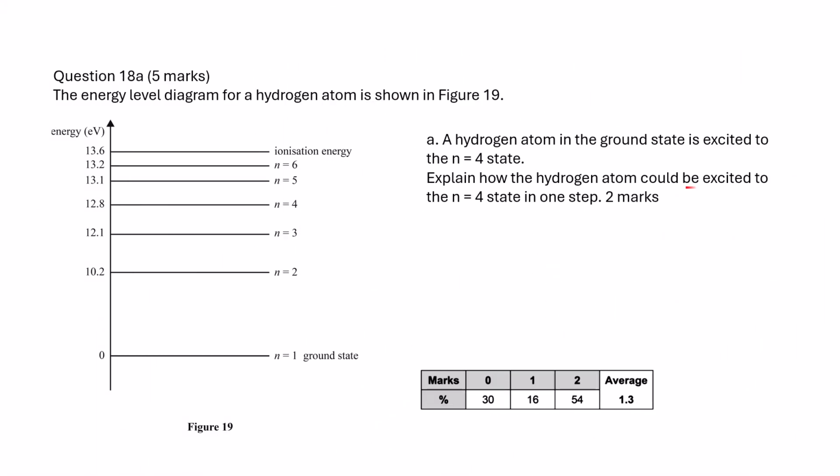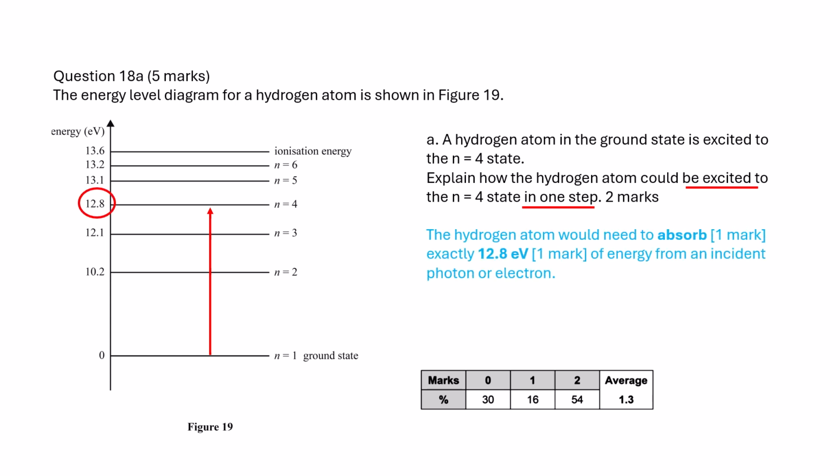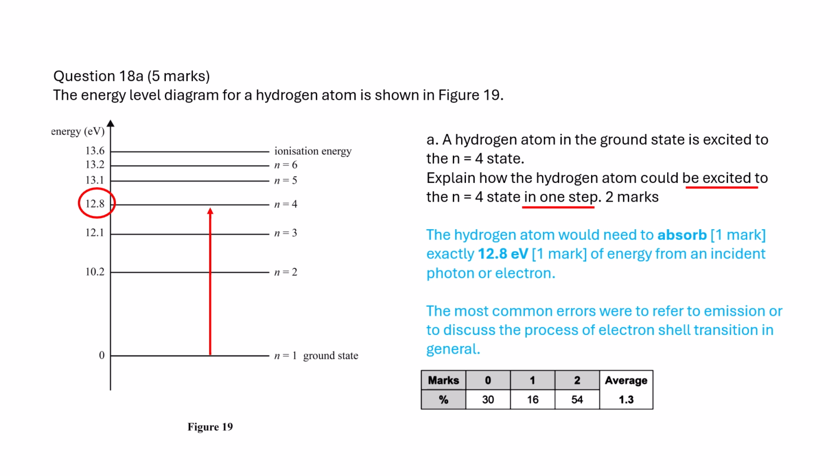Explain how the hydrogen atom could be excited to the n=4 state in one step. The hydrogen atom must absorb 12.8 eV of energy from an incident photon or electron. The words absorb and exact number of energy are keywords.